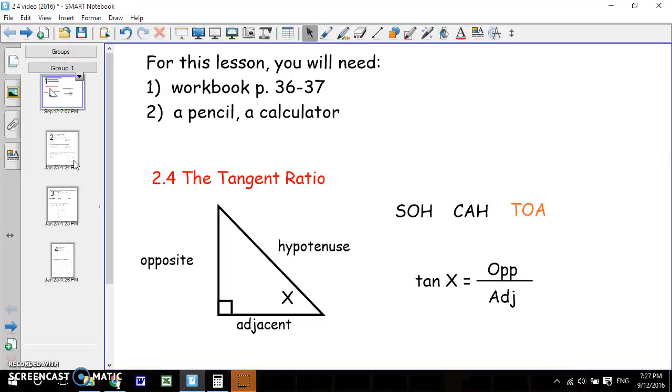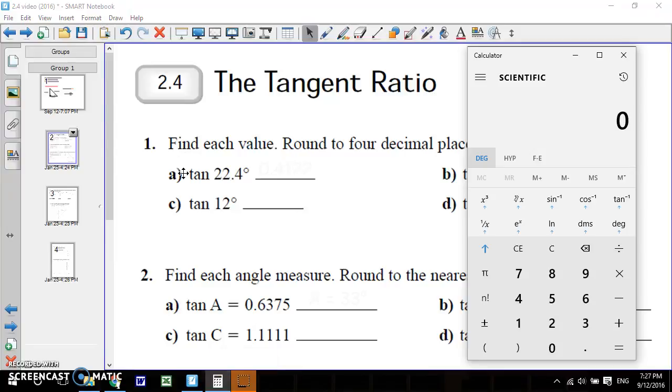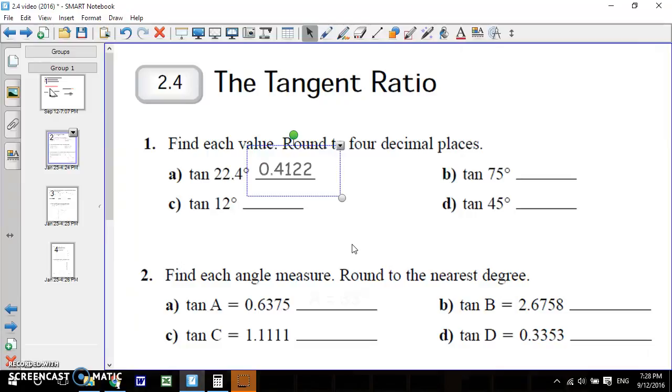Now, we are going to look at a few examples on page 36 and 37 to get you started. First of all, when we evaluate trig ratios on our calculator, if we have to find what tangent of 22.4 degrees is, depending on the model of your calculator, you will enter tan 22.4, or in my case, 22.4 tangent. The calculator displays a long string of decimals, and we're going to round this answer to 4 decimal places, which will be 0.4122.